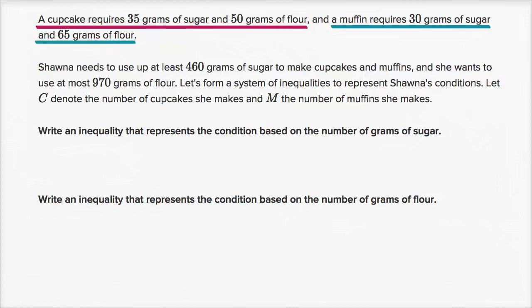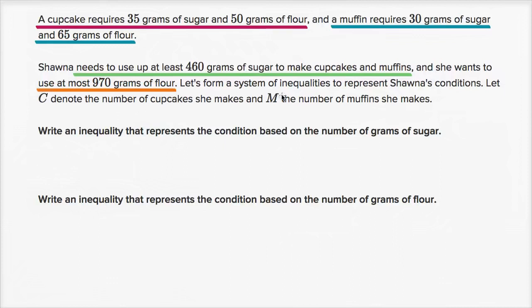All right. So what are they going to ask us to actually do? Shauna needs to use up at least 460 grams of sugar to make cupcakes and muffins. Let me underline this in a different color. And she wants to use at most 970 grams of flour.